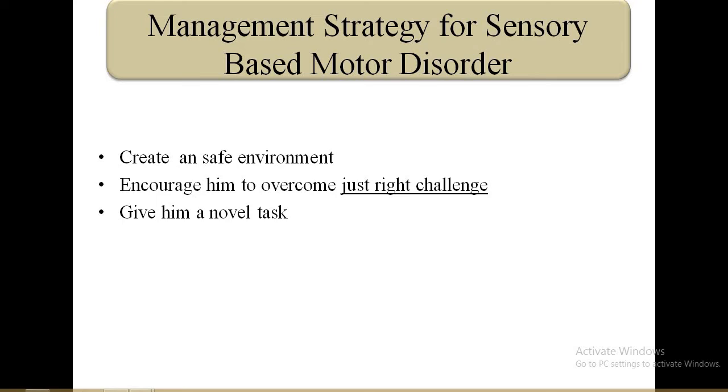Remember, the challenges should be novel, but he can practice the task until he becomes a master. And also remember that once he or she is able to overcome that particular challenge by himself, it is no more praxis. It is now only maybe a gross motor or fine motor task.